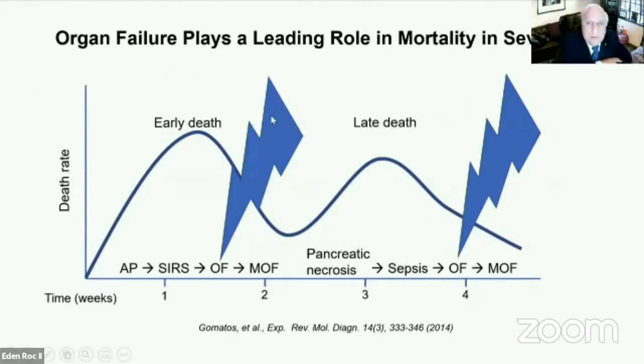This slide shows conceptually that organ failure plays a leading role in mortality in severe acute pancreatitis. And this slide, taken from a publication from Gukovsky in 2014, shows that acute pancreatitis and early death, and also potentially late death, are associated with systemic inflammatory response and organ failure. In the late response, generally due to sepsis from pancreatic necrosis.